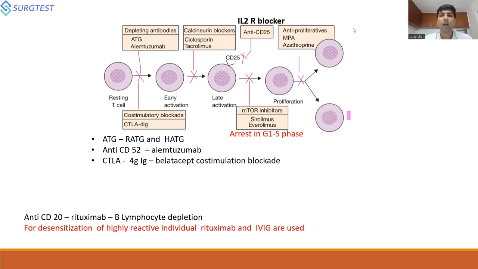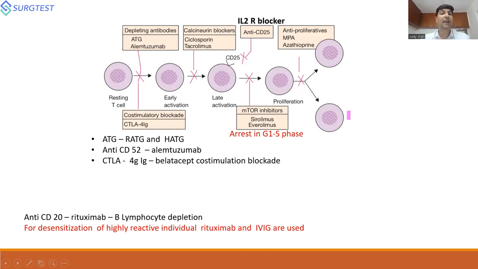In an induction state, what you need is if the graft itself has antigens or epitopes which can cross-react. Even after matching, there can be such a state, and there definitely is such a state when you cross-react with the recipient serum. You have to try to prevent the T cells from being activated as much as possible. So you have to prevent its activation. Early activation is prevented. That is the key step over here.